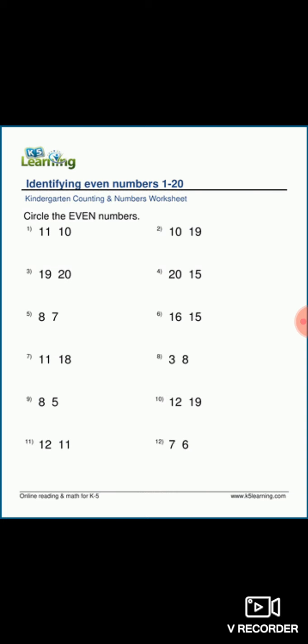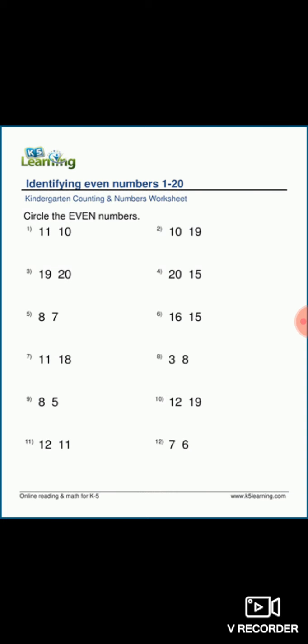20 and 15 are given, which is even? 20. The numbers 8 and 7 are given, so the even number is 8. 16 and 15 are given, so the even number is 16. The numbers 11 and 18 are given, which is even? 18, because the number ends with 8, it is called an even number.